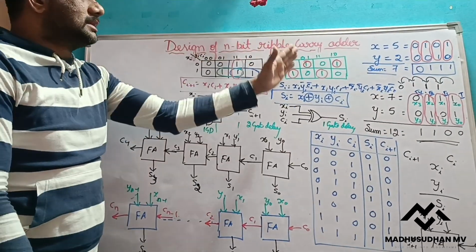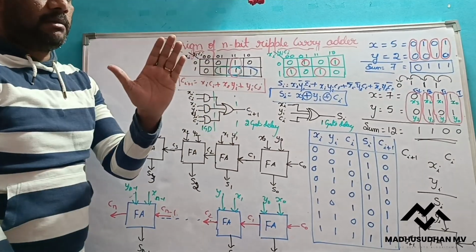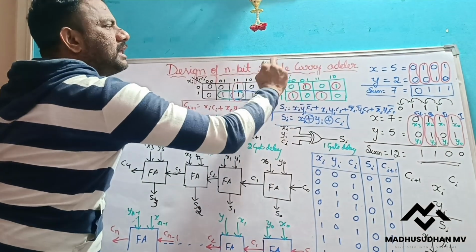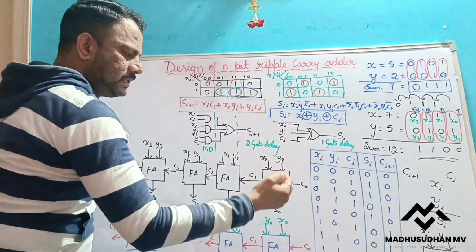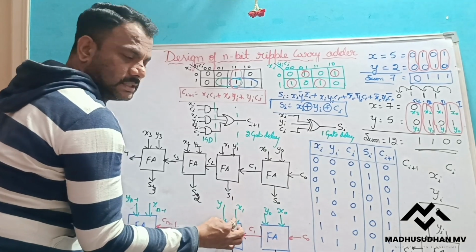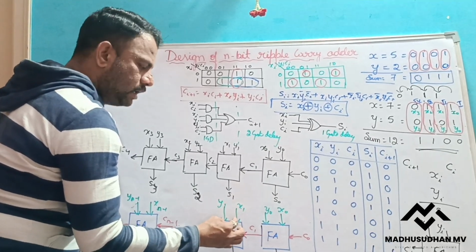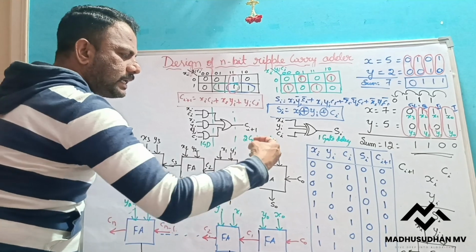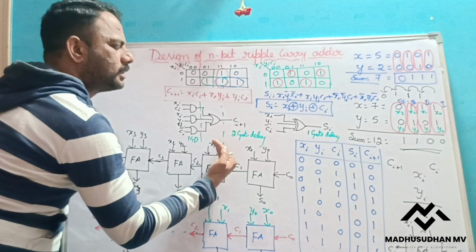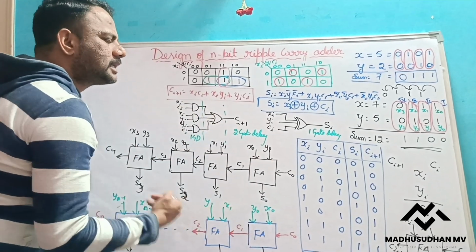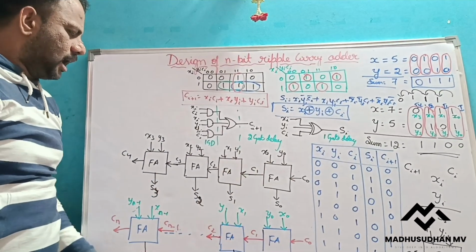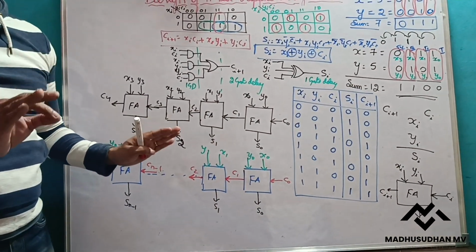So now why we will call this ripple carry adder? Ripple means propagating, forwarding. What is rippling? Carry is rippling. That means carry generated by this stage is given as input to this one. Similarly, carry generated by this one is given as input to the next one. That means carry is pushed or propagated or forwarded from one stage to another. Hence, this type of adder is called ripple carry adder. Okay, this is how to design n-bit ripple carry adder.